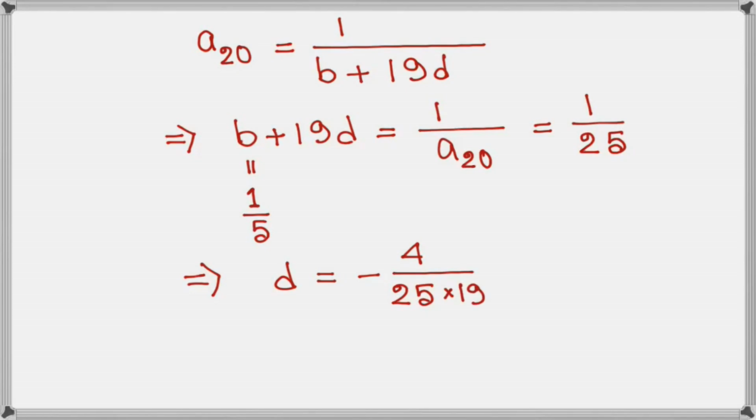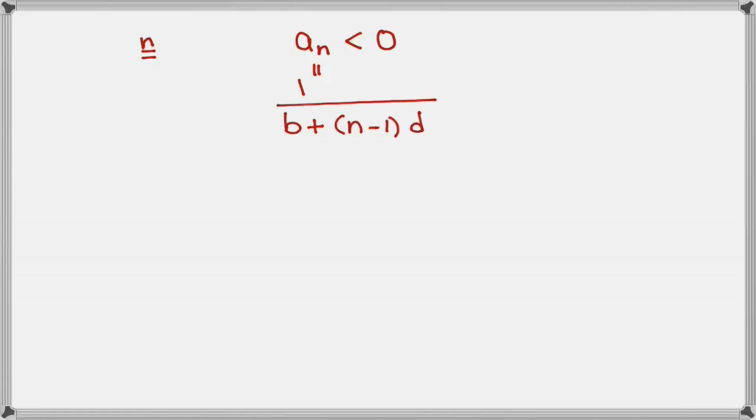Now our job is to find out the least positive integer n so that an is strictly less than 0. As an is 1 by (b plus n minus 1 into d), we shall find out the least positive integer n for which b plus n minus 1 into d is strictly less than 0. We know b is equal to 1 by 5 and we also know the value of d. So, we use this inequality to find out the range of n for which an is negative.